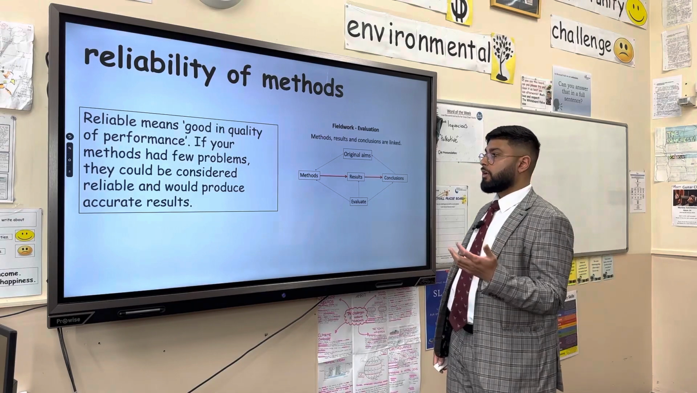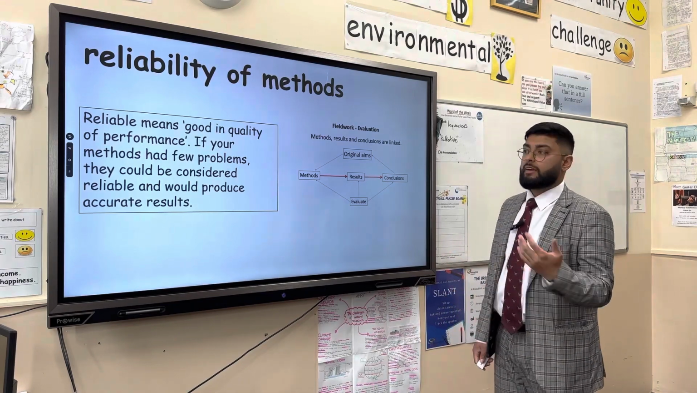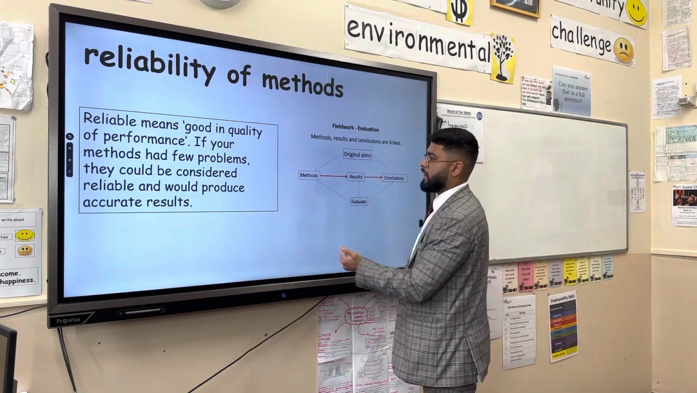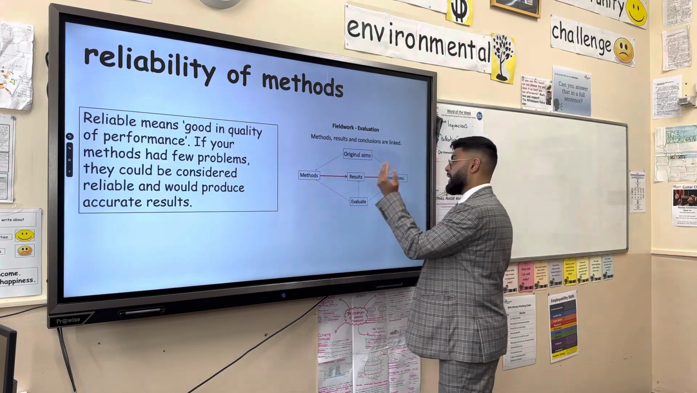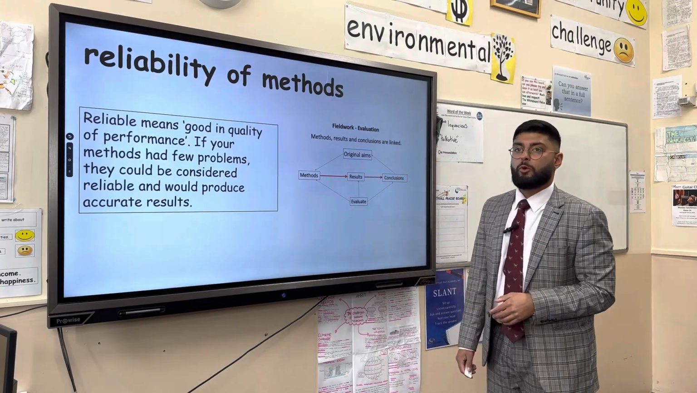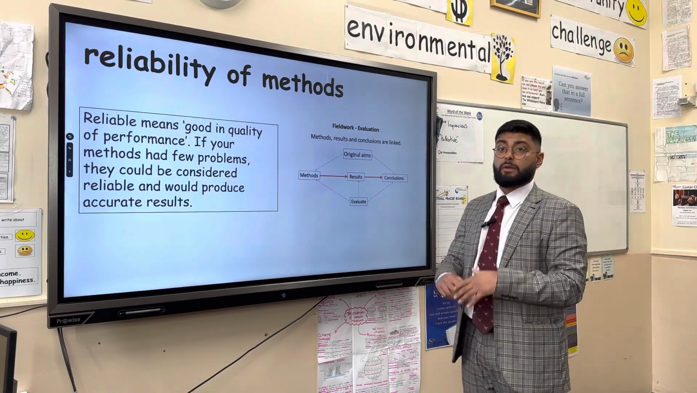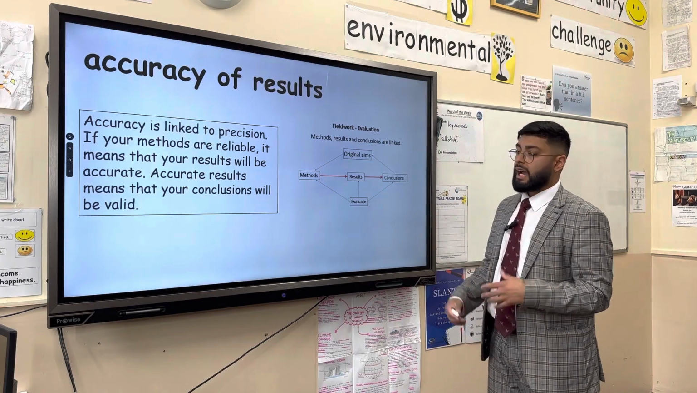Reliability means good in quality of performance. If your methods had few problems, they're reliable and will produce accurate results. So as long as there are fewer problems with our methods, that's going to make our results and our conclusions more reliable. But every time you have something about your method that could have been improved, that reduces the reliability of your methods.